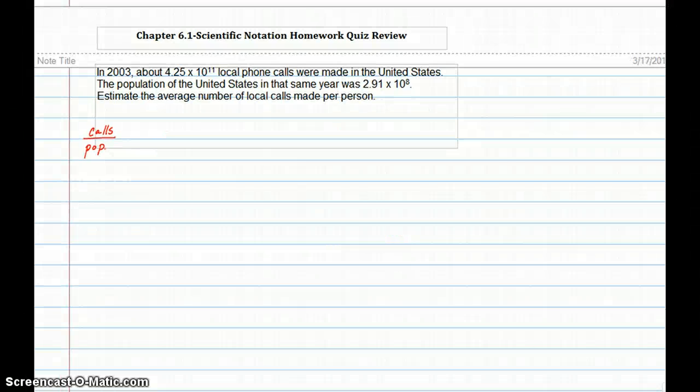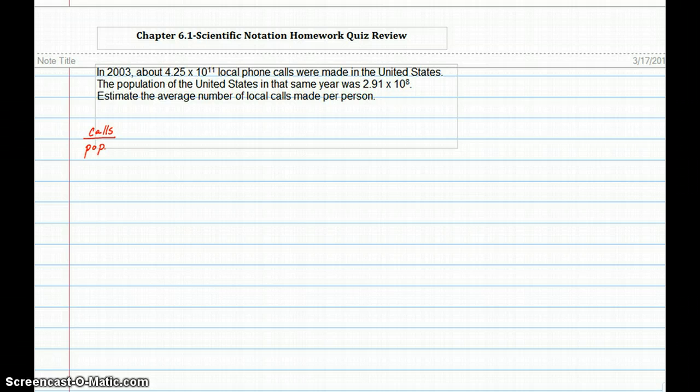This is the Chapter 6.1 Scientific Notation Homework Quiz Review. You have three word or real-life problems that will be in your review, in addition to all of your notes for scientific notation, and those will all be permissible or allowed on your homework quiz.